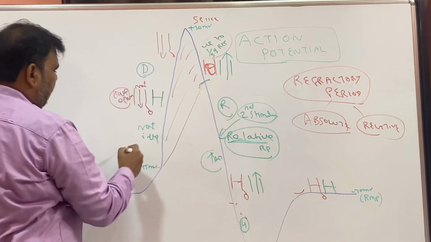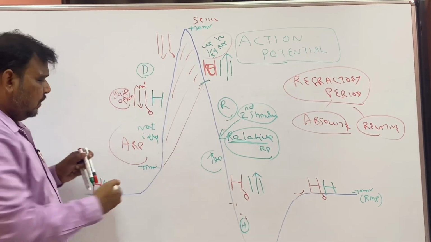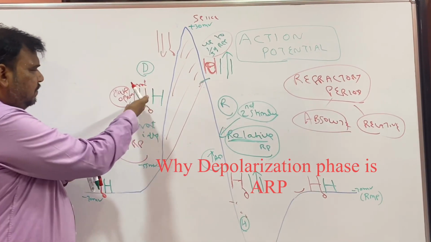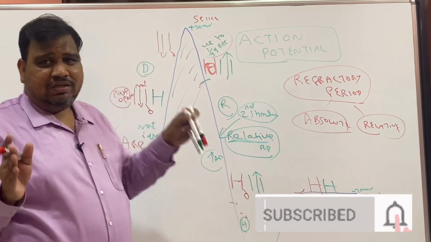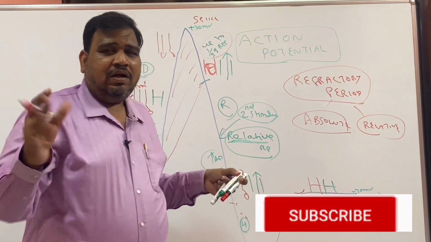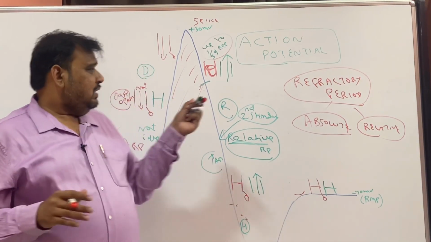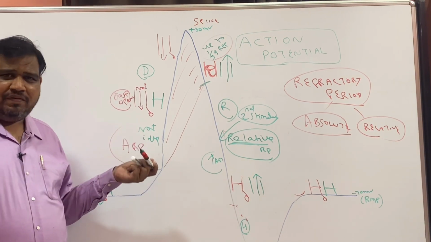Now why is this the absolute refractory period? Up to this is the absolute refractory period. Why is depolarization an absolute refractory period? You see here, this is like a gate. Already the gate is open, and once it reaches here, it is fully open. So when the gate is already open, how can I still open it? I can't open a gate which is already open. That is very, very important. It is already fully open. The voltage gated sodium channels are already open. The sodium influx is occurring.